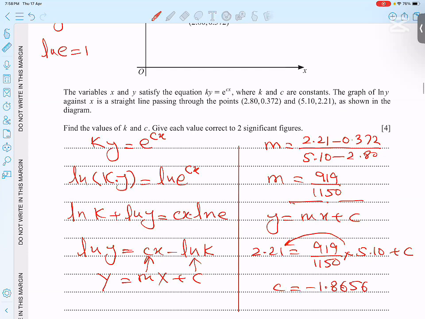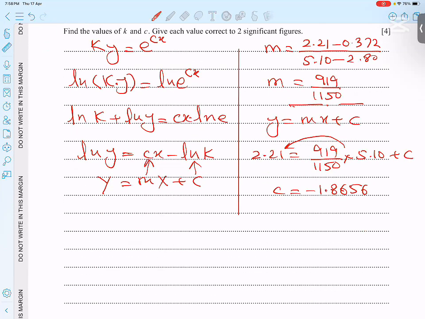negative 1.8656. So students, I think now we can see that the gradient is c, and the gradient is this. So this is equal to c. So c is directly the value. I got 919 over 1150, but he said 2 SF, so we have to answer accordingly. 2 SF: 0.799 becomes 0.80, or 0.8 is also acceptable. No issue at all.